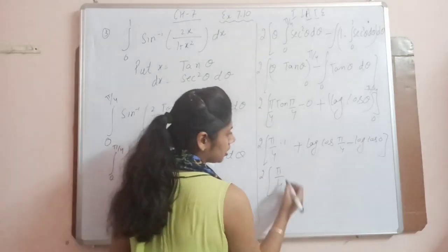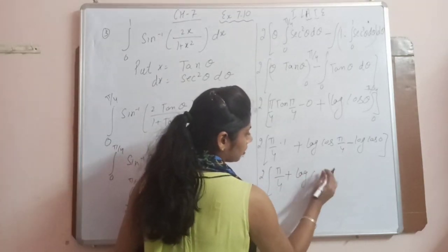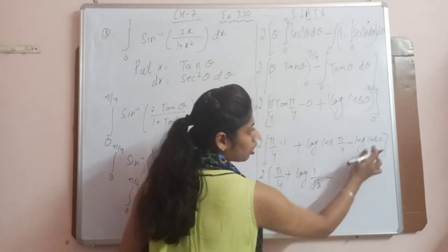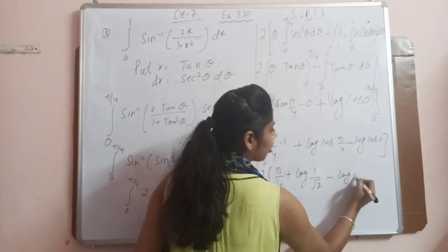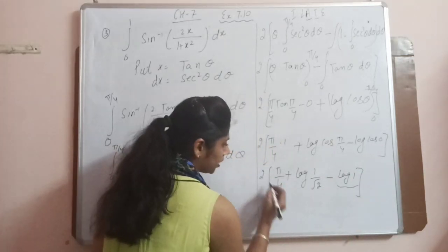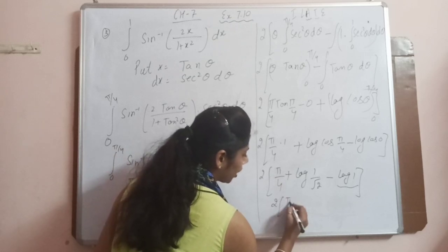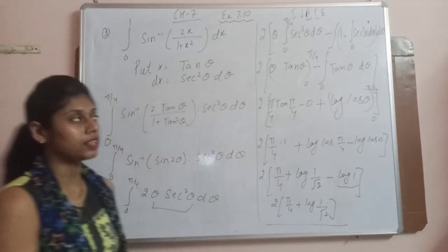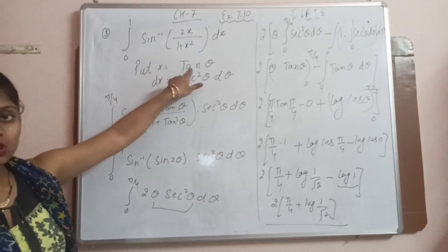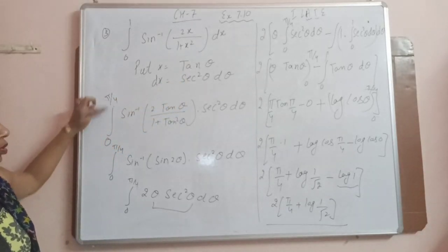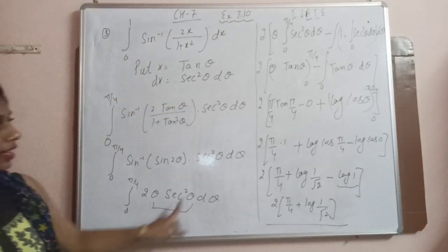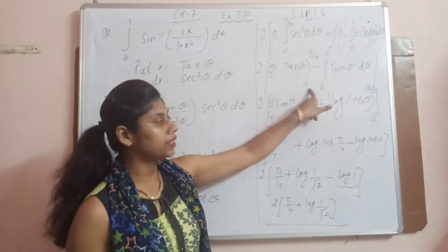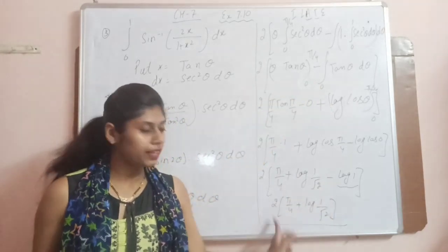So after calculation we get log of 1 by root 2, cos 0 is 1 and log 1 is again 0. So our answer is 2 pi by 4 plus log of 1 by root 2. So this is our complete answer. If you do the substitution, then according to the substitution you have to change your limits, then take the integration. After taking the integration you have to put the limits. Firstly put the upper limit, then the lower limit. So this is your complete answer.